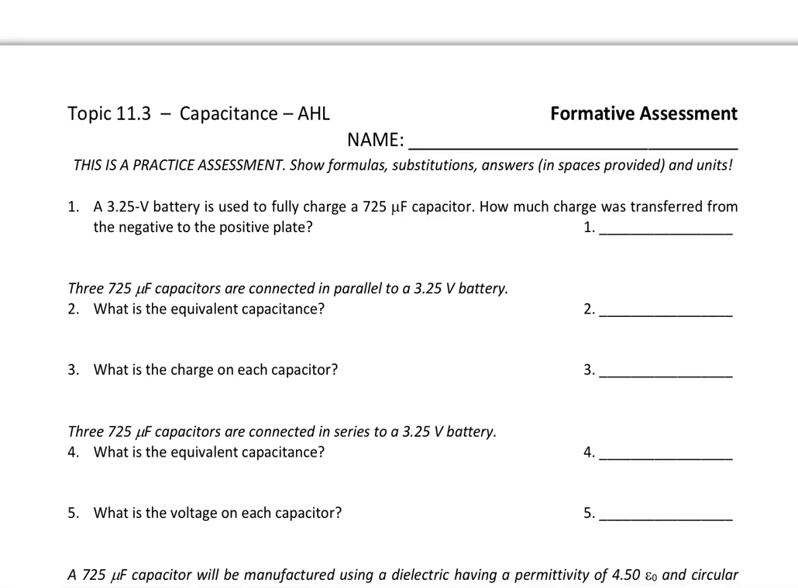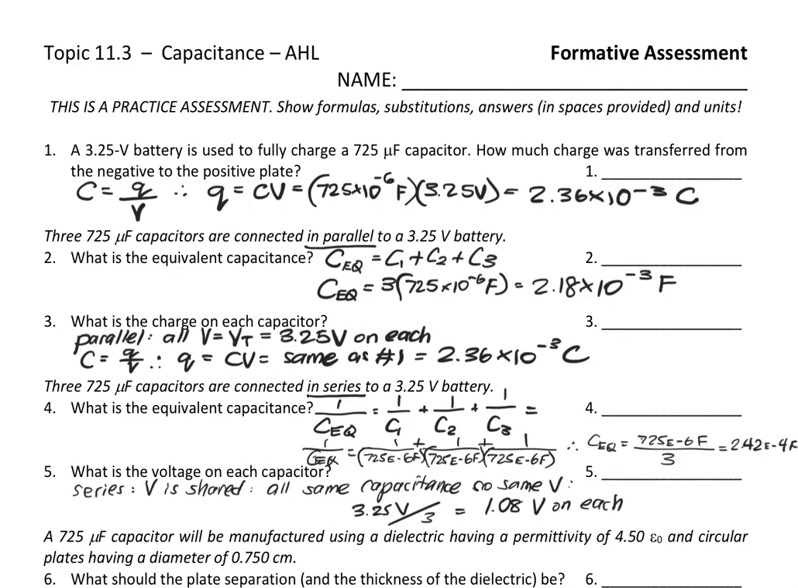Okay, so here's our third and last topic in topic 11, all about capacitance. So let's go. Number one's pretty straightforward. It just uses the equation for capacitance. Okay, 2 through 5. 2 and 3 are for a parallel circuit. 4 and 5 are for a series circuit.